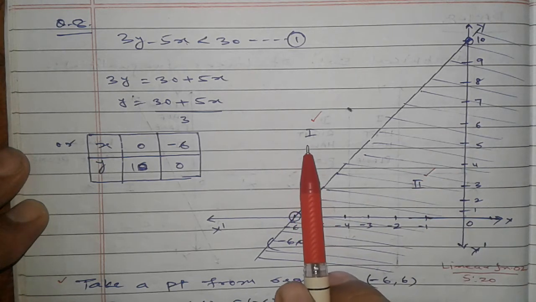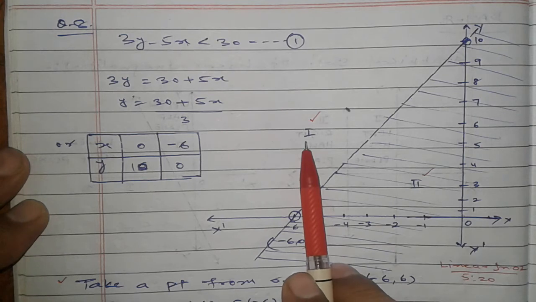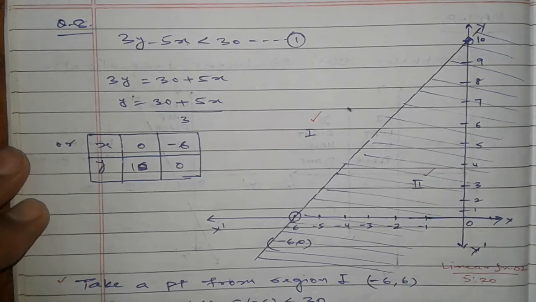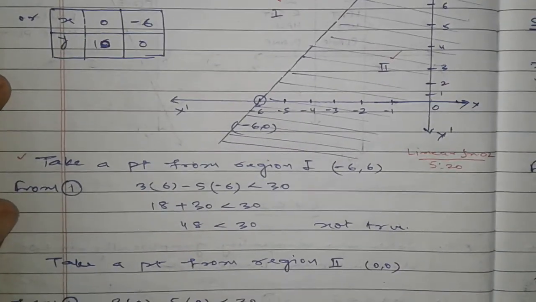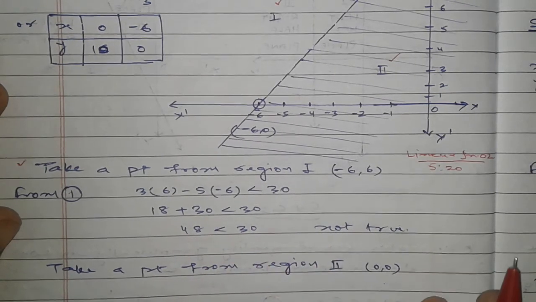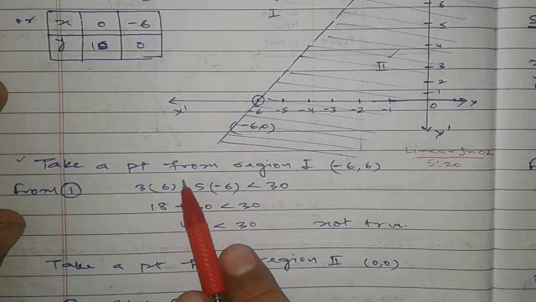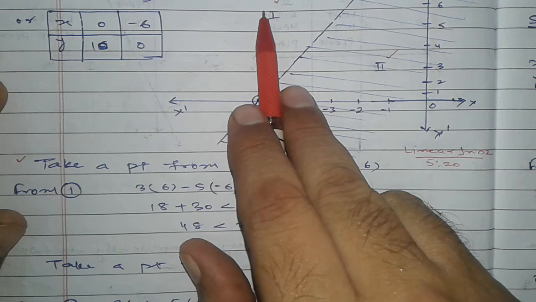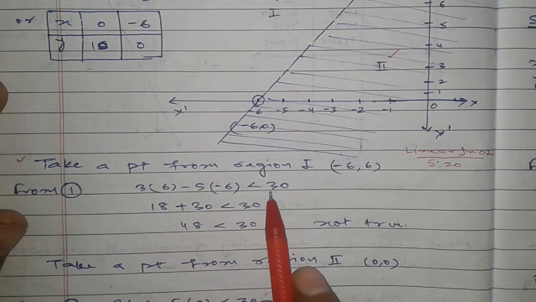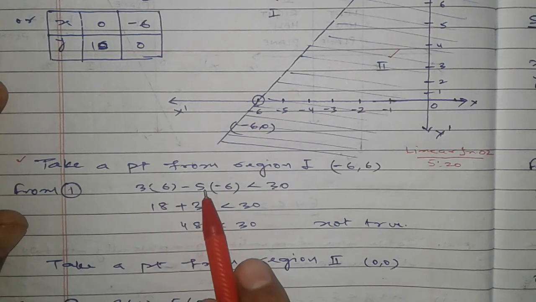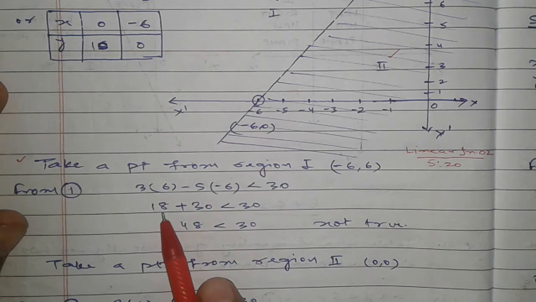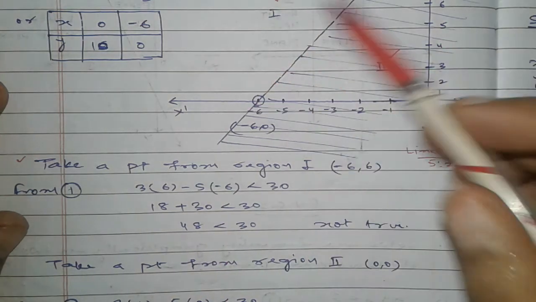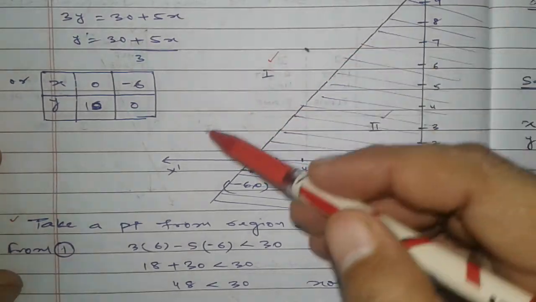Now again we are having two planes. One is half plane 1, second is half plane 2. So I will take a point in plane 1. In plane 1 I have taken, suppose, (-6, 6), a point. (-6, 6) in plane 1, and put in the inequality. I will check. This is 18 plus 30, 48. 48 is less than 30, which is not true. So all this area is the non-feasible area, area 1.